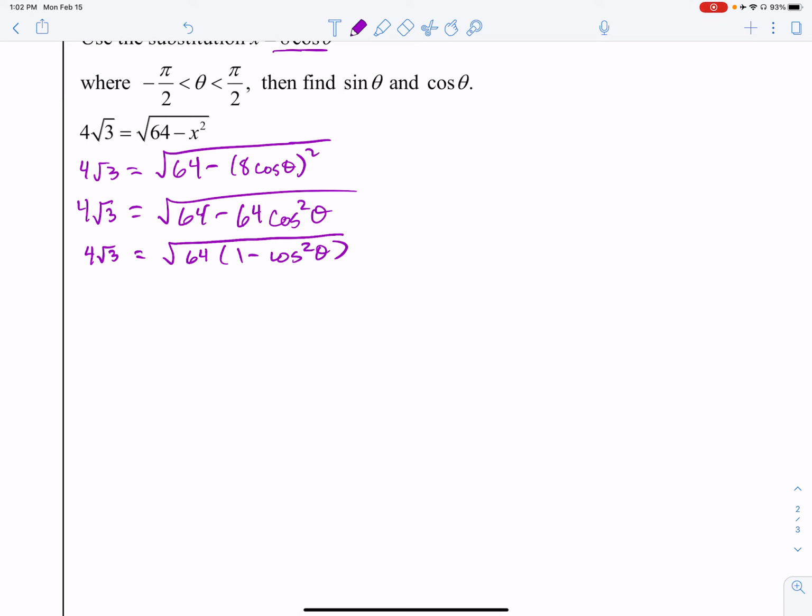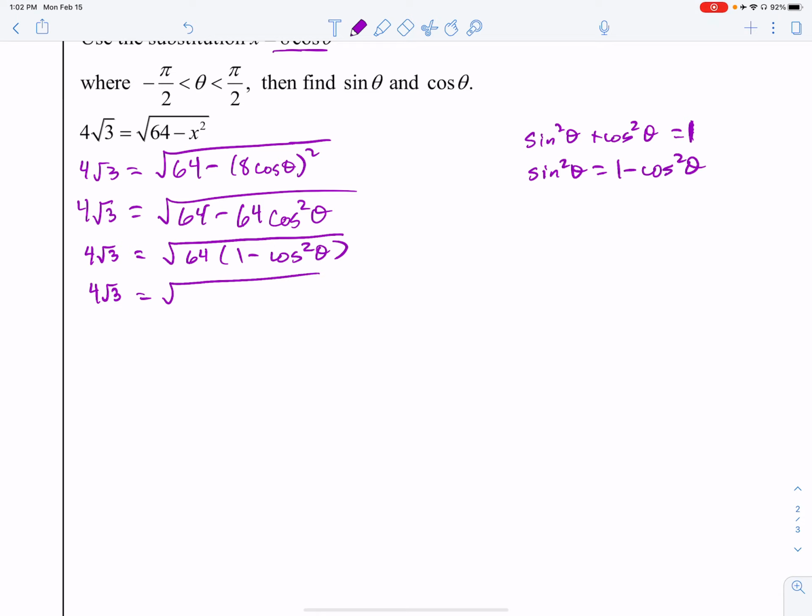Do you know where we're going with this? We have that sine squared theta plus cosine squared theta is 1. If I solve for sine squared, that is 1 minus cosine squared theta. So I can replace 1 minus cosine squared theta with sine squared theta. So I have 4 root 3 equals 64 times sine squared theta.